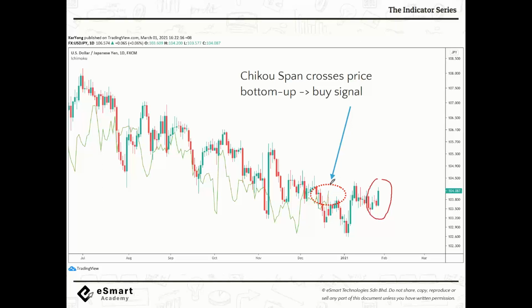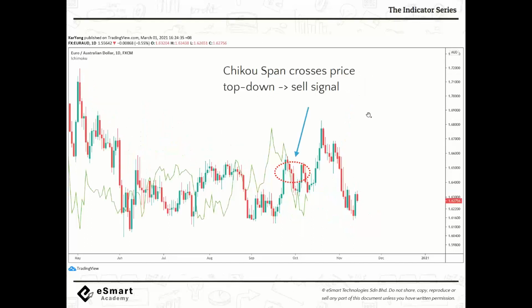What happens is you can see right now here, this line is breaking above price. You can see it has been trading below all these prices. All the while it has been below. So right now this one here is breaking off. Let me remove that so you can see it clearer. It's breaking up, and that's what we call a buy trigger. So Chikou Span basically gives you the time element. When it crosses bottom up, that becomes a buy. And of course, vice versa, if it crosses below, that's your sell.